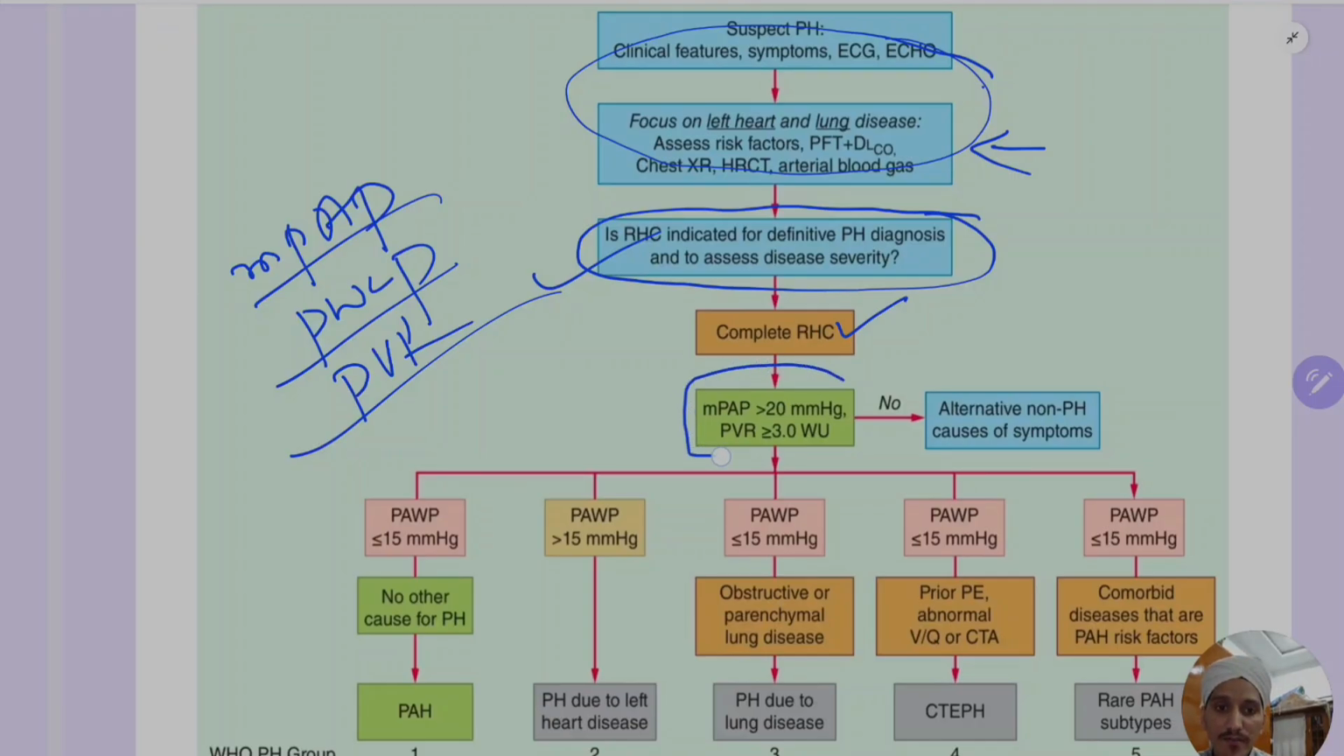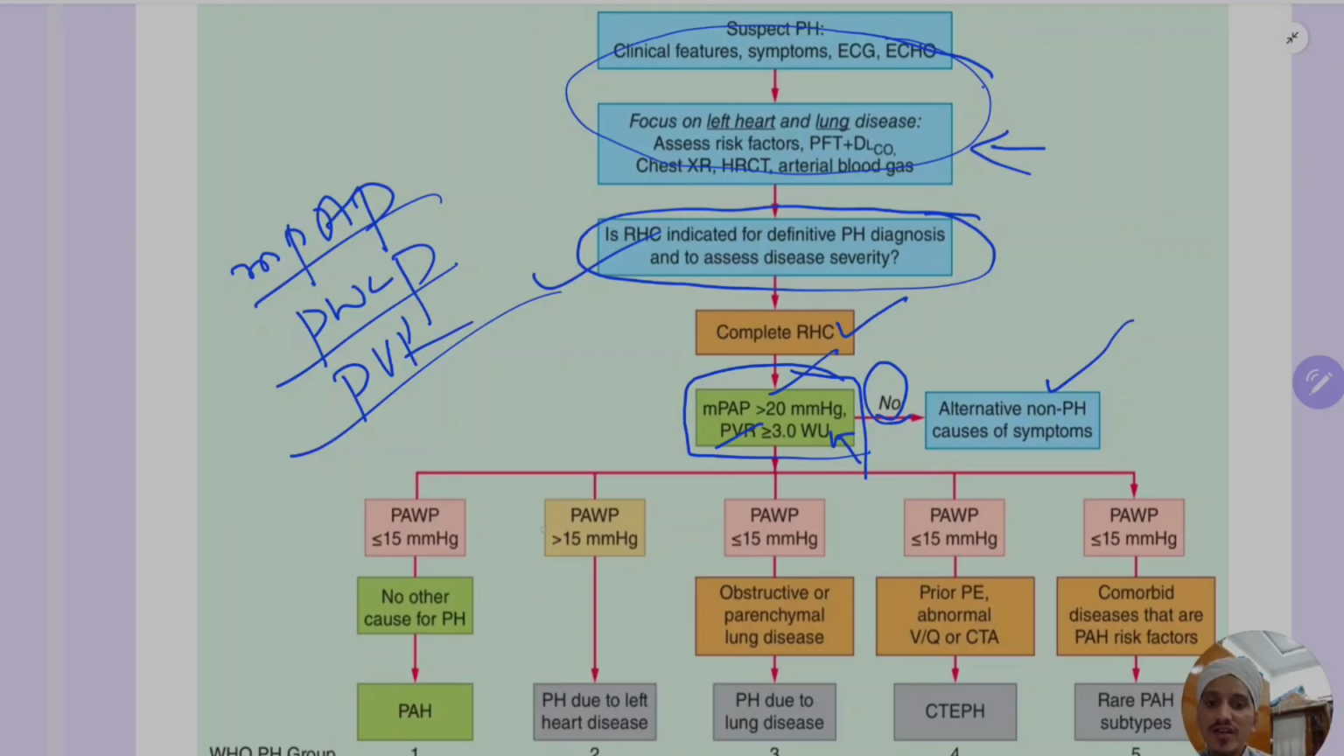These 2 are mandatory to have pulmonary hypertension when you are assessing it by right heart catheterization. So MPAP more than 20 and PVR more than 3 in the old Harrison; now it is 2 Wood units. So if it is not, then an alternative cause of non-pulmonary hypertension should be ruled out.